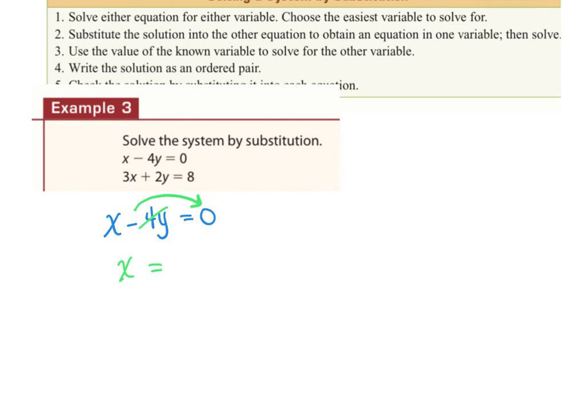It becomes a positive 4y. Technically, a positive 4y plus 0. What is anything plus 0? Itself, right? So it is just positive 4y. So now I have gotten a variable completely by itself. I am now going to use my second equation. My second equation was 3x plus 2y equals 8.